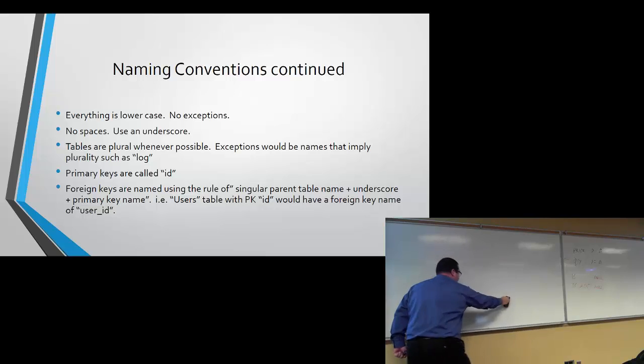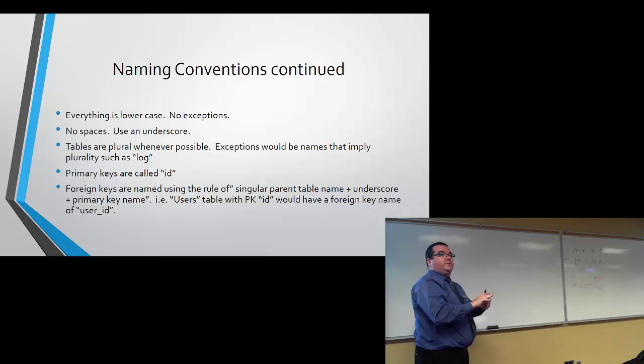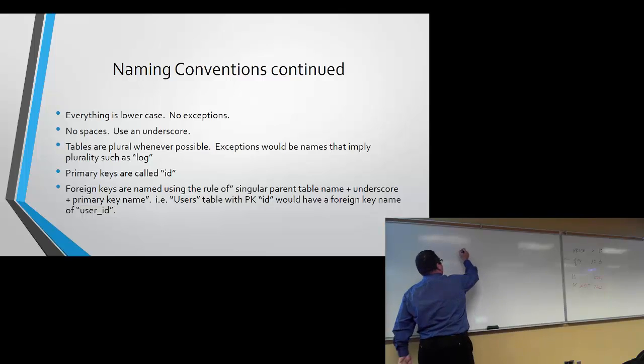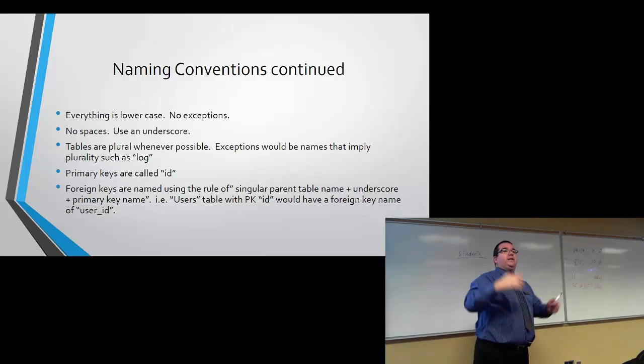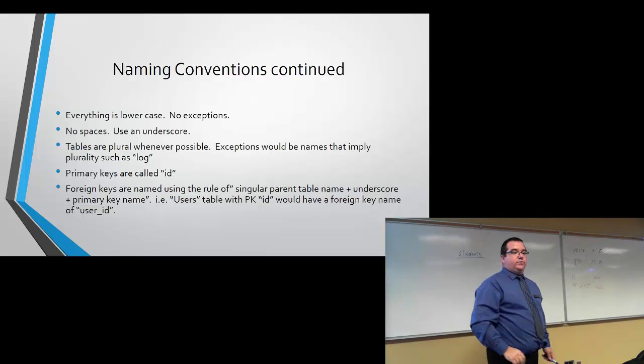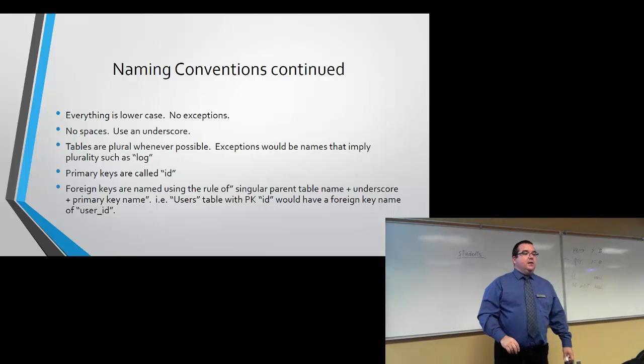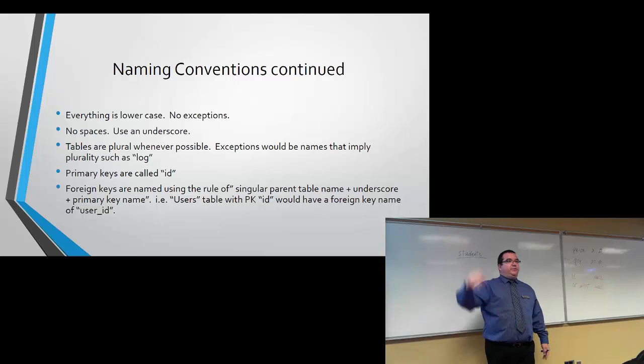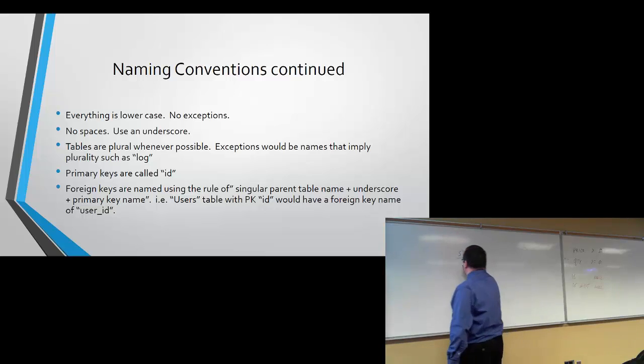I tend to write in lowercase because my handwriting sucks. So uppercase is easier. So I got a table called, the table is called students, because this table contains many students, many instances of students. Primary keys. Remember earlier I said I was going to tell you what they're called? They're always called ID. Why? Because it's the identifier.